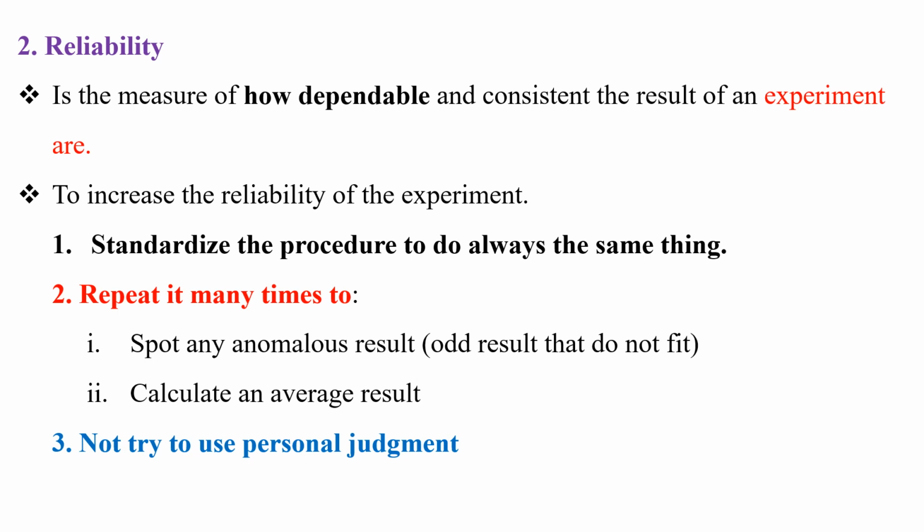The third one is not to use personal judgment. Instead of using personal judgment, please count or measure things in the experiments. Don't try to use personal judgment. These are the three important things to increase the reliability of an experiment.